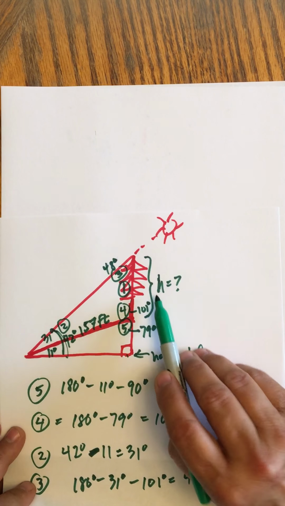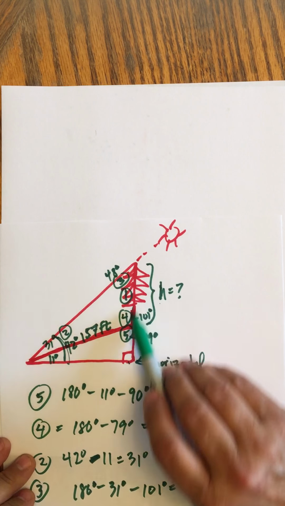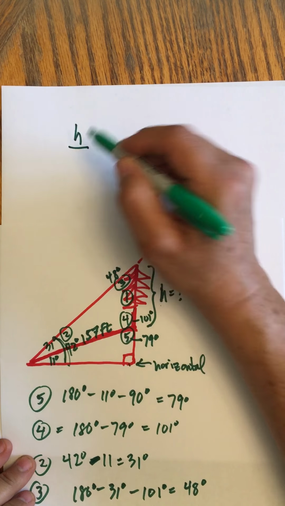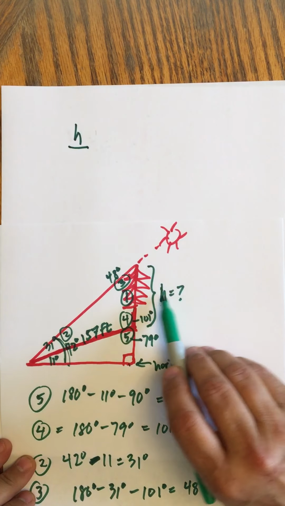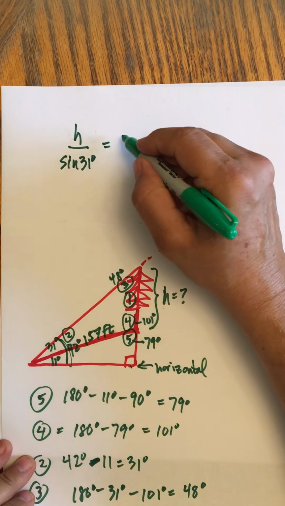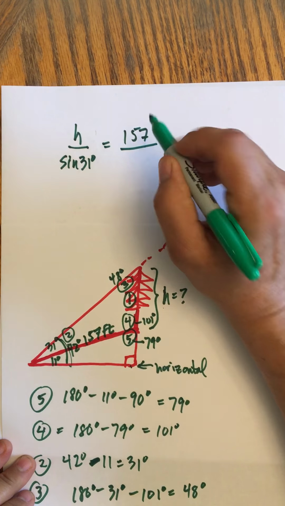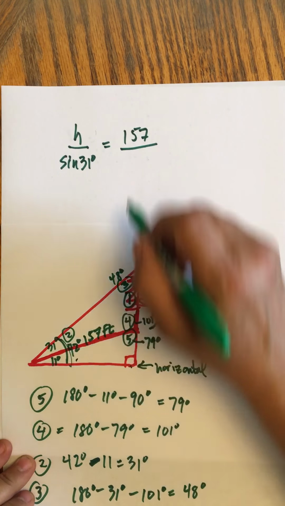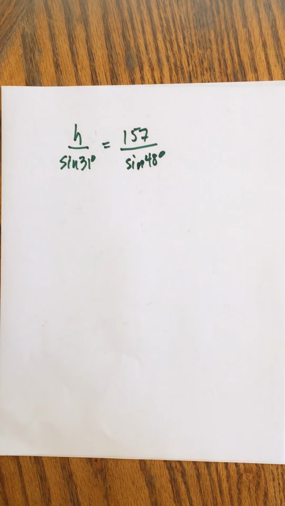Okay, so we're almost there, which is good. All right, so I want to put the side that I'm looking for on top. So I'm going to go H is to the sine of 31. That's the angle that forms it. As 157 feet is to the sine of 48. All right, yay. Now we're ready to go ahead and solve.